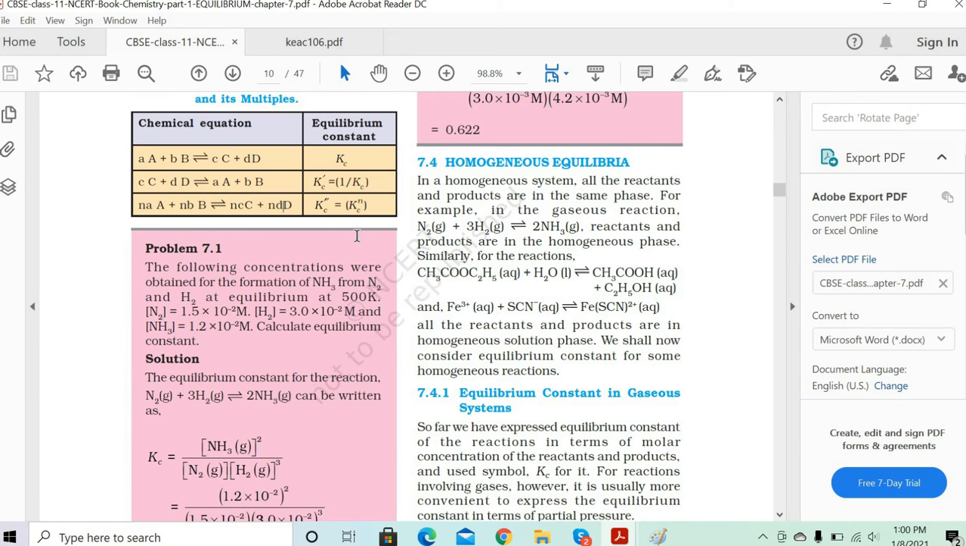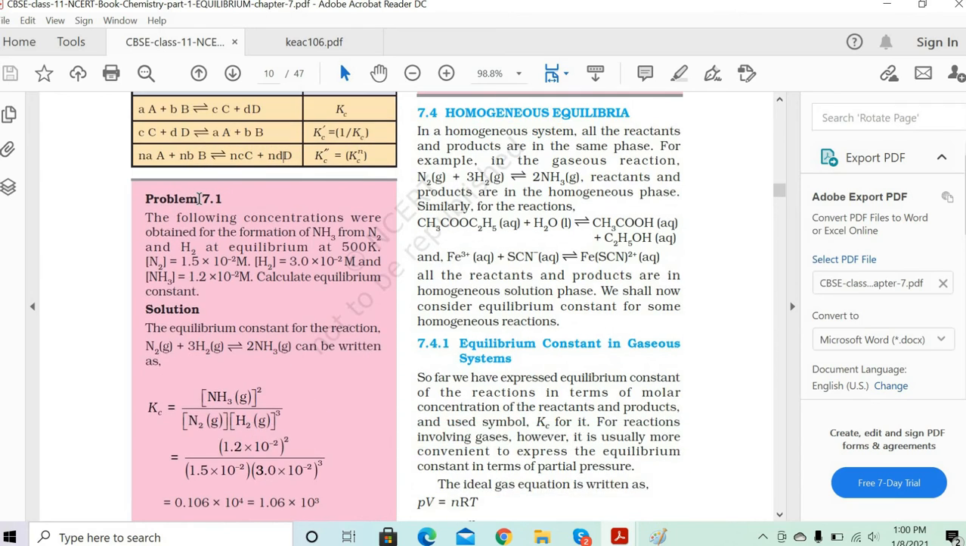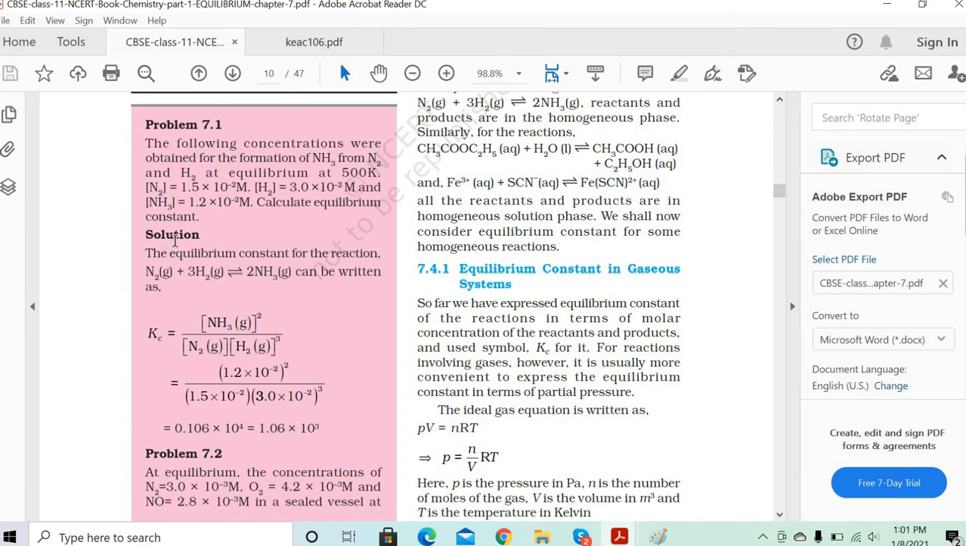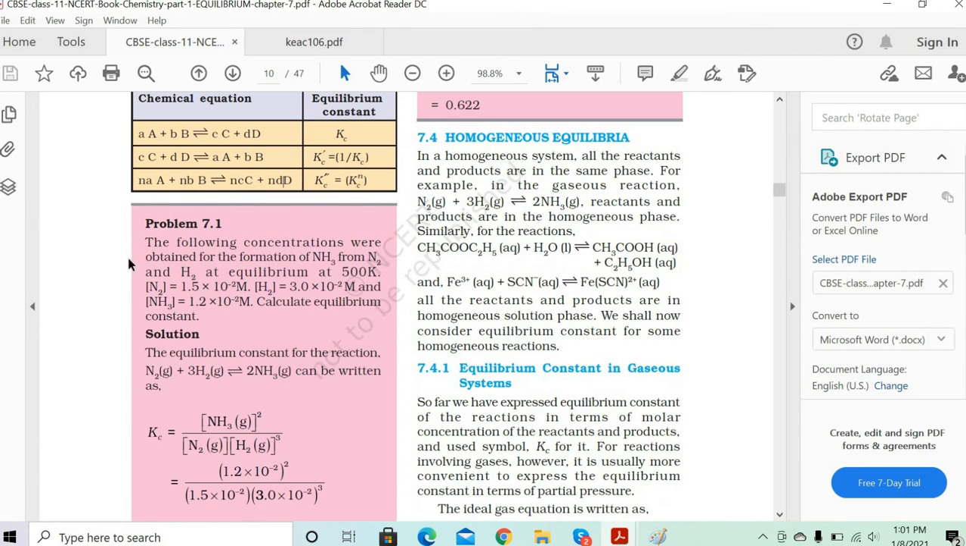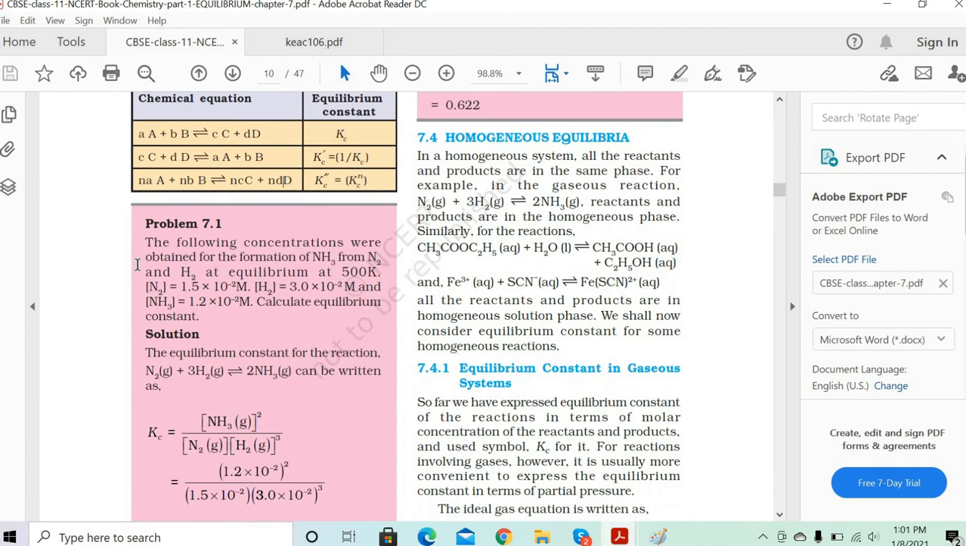Okay, let's go to the examples. Problem 7.1 now. Let's understand this. Apply this formula in the table, problem 7.1. Let's try to understand this part and let's do this because it is an application of the equilibrium constant. Okay, let's try it out.